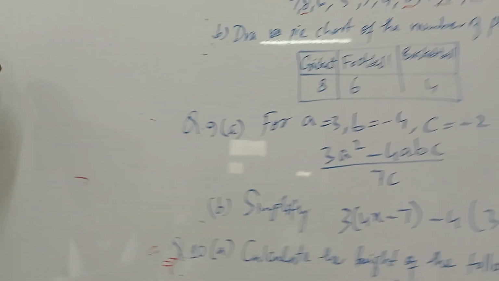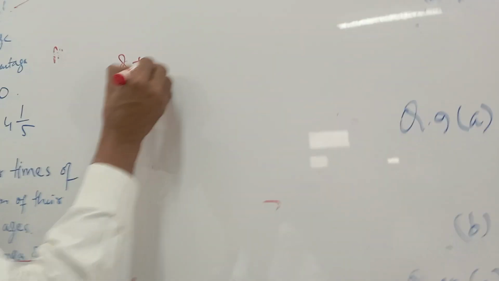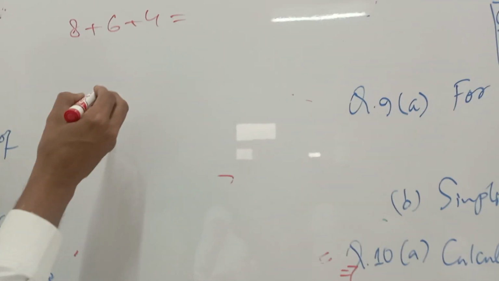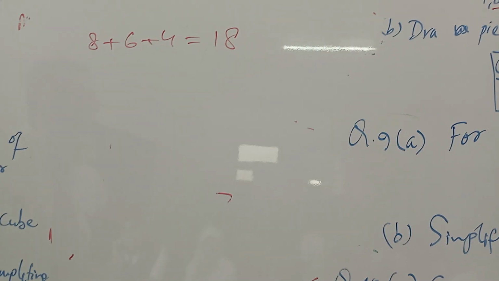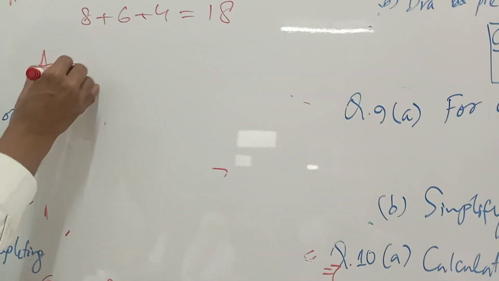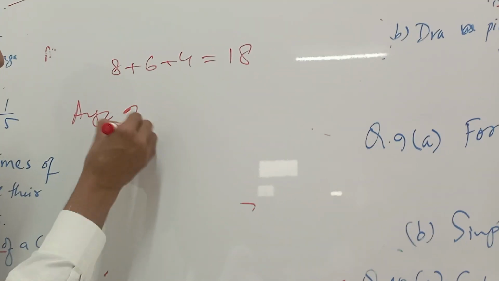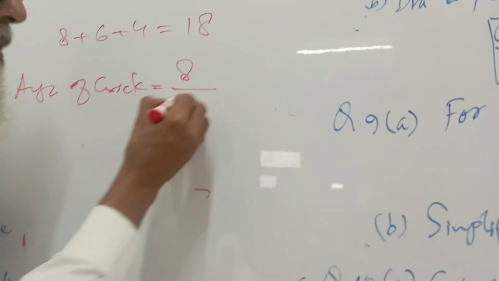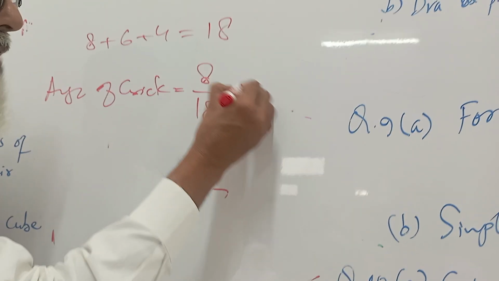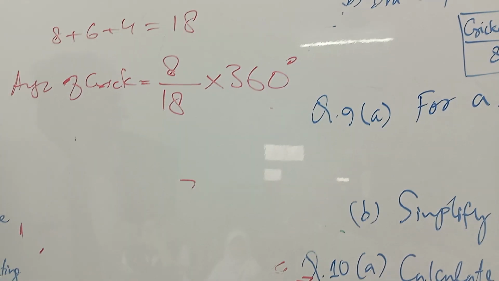Now look at this pie chart which has 8, 6 and 4. The total data is 8 plus 6 plus 4, which is 18. Now the angle of cricket is equal to 8 divided by the total, which is 18, multiplied by 360, because there are 360 degrees in a complete circle, a complete pie chart.